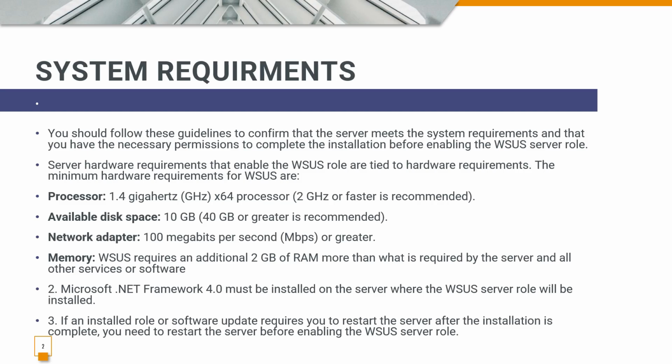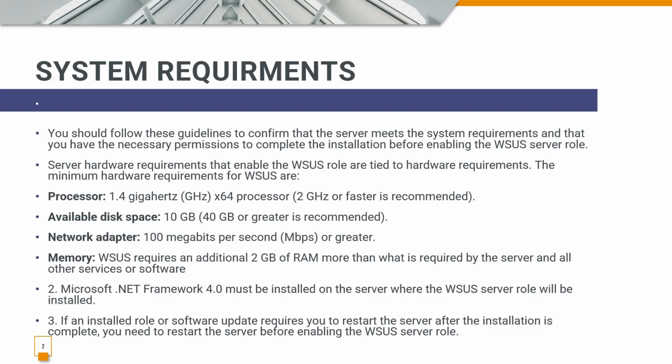The minimum hardware requirements for WSUS are: number one, processor. It should be at least a 1.4 gigahertz 64-bit processor, or more. As a recommendation, 2 gigahertz or faster is recommended. As far as available disk space is concerned, 10 GB is the minimum requirement for the storage where you want to install the WSUS role. Otherwise, 40 GB or greater is recommended.